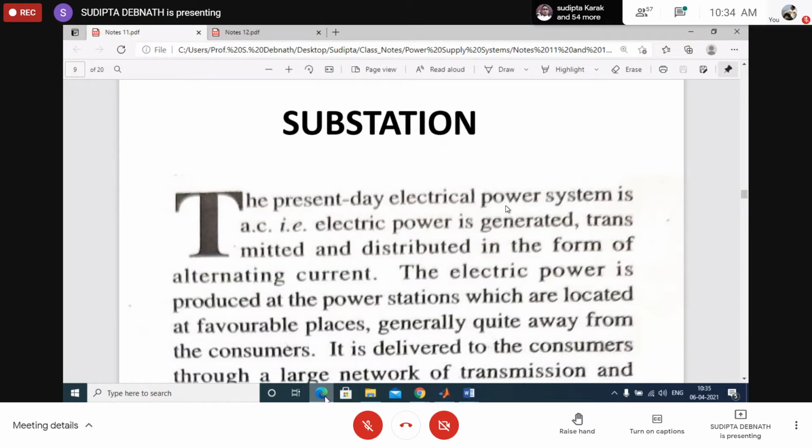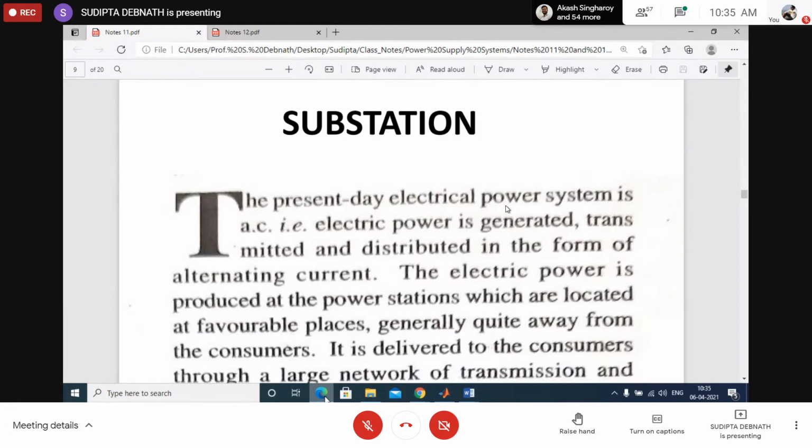They have so many equipment housed inside that substation periphery. So actually a substation is an assembly of equipment. Okay, what type of equipment? What is the function of a substation?